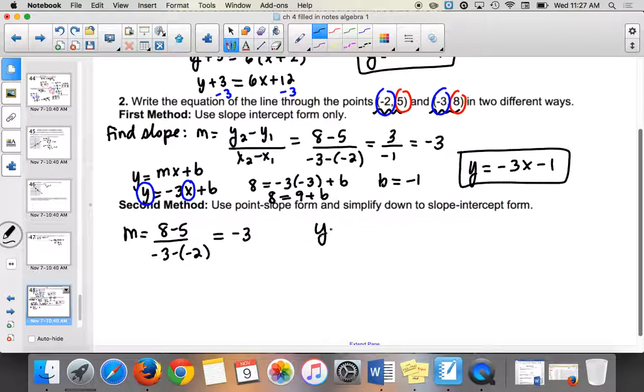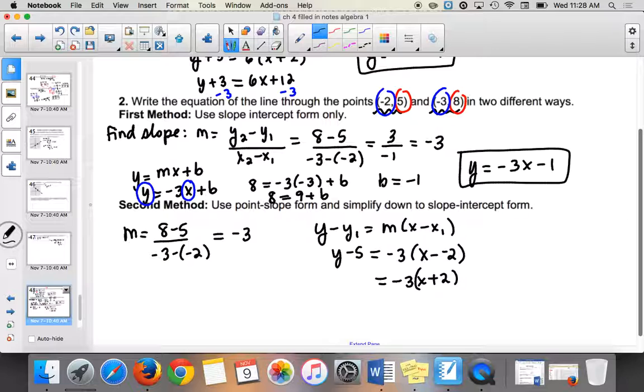But now you would do your y minus y1 equals m times x minus x1. And you would plug in your slope, negative 3, and either point. So let's say I plug in the negative 2, 5. It would be x minus a negative 2, and it'd be y minus 5 on the left. So I get negative 3, and then x plus 2 in parentheses. And I'm going to distribute.